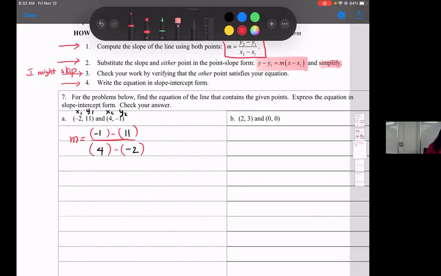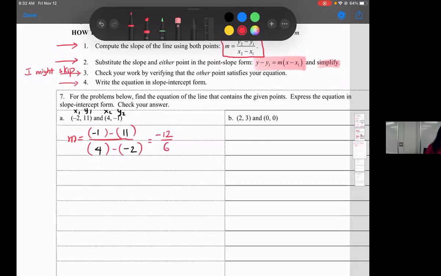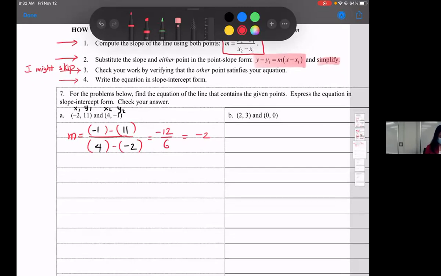Someone tell me what you have. Just one step at a time. So -12 on the top and then 6 on the bottom. So it'll be -2. Yeah, thank you, Sean. -2. So we have the slope, yay.